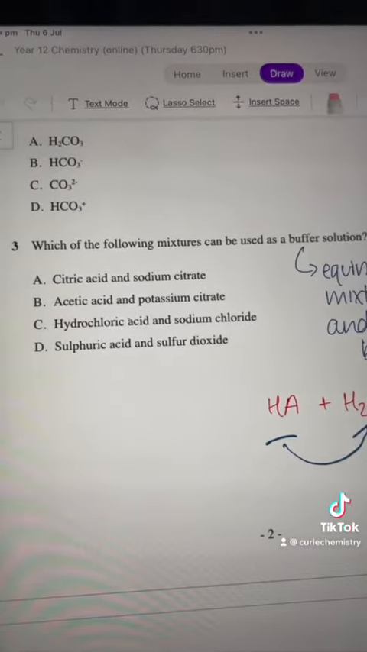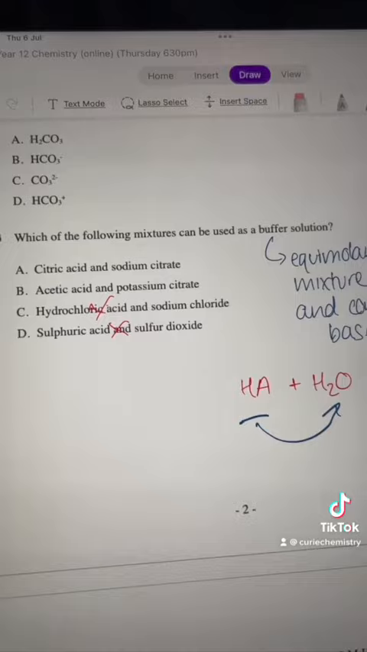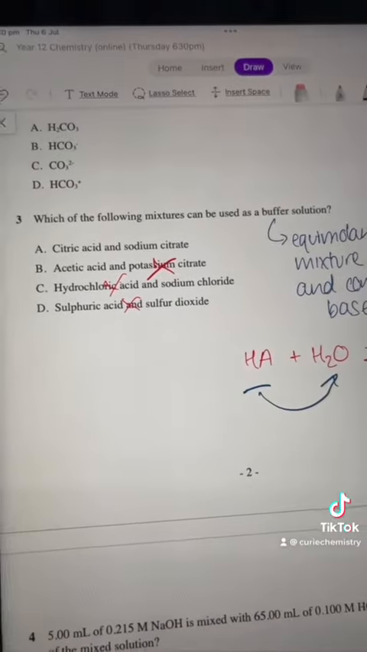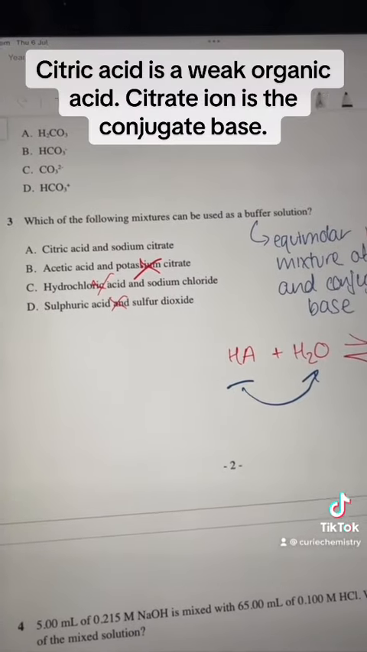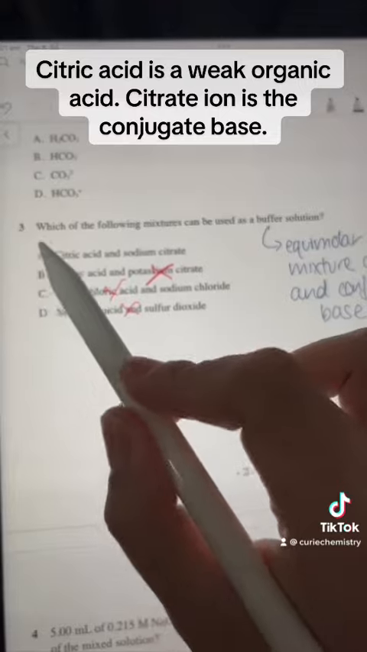So in this example, we cross out C and D immediately because hydrochloric acid and sulfuric acid are both strong acids. And we also cross out option B because even though acetic acid is weak, potassium citrate is not the conjugate base of acetic acid. So your answer for this one is A.